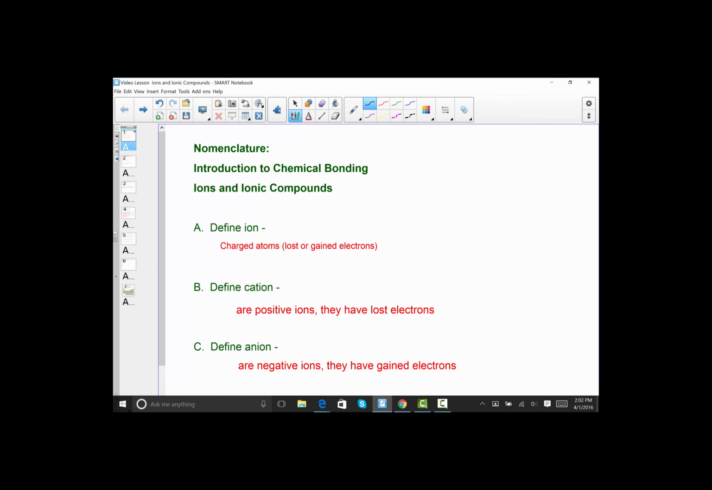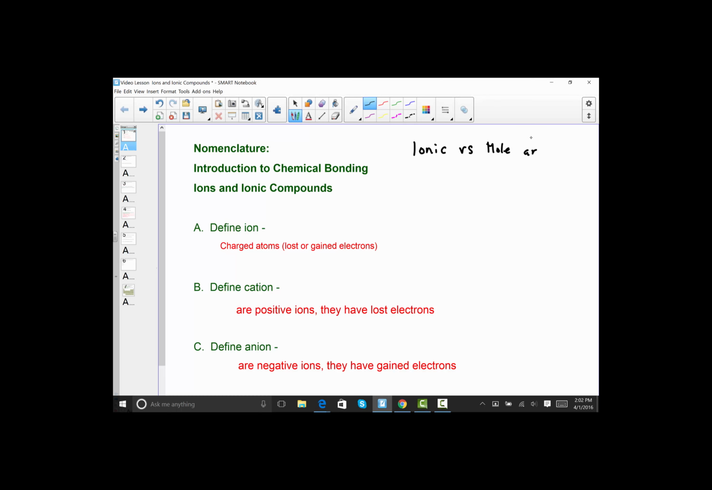Welcome to an instructional lesson introducing the concept of nomenclature, that systematic way of naming compounds. What we're doing in this first of a several series of lessons is introducing two types of compounds, ionic versus molecular. And this particular lesson is going to focus on ionic compounds.